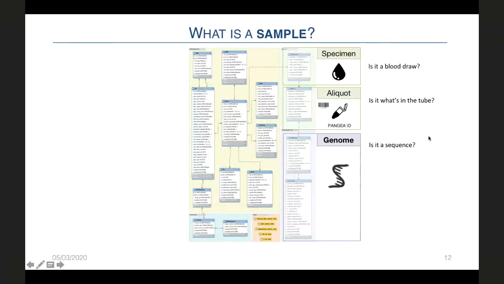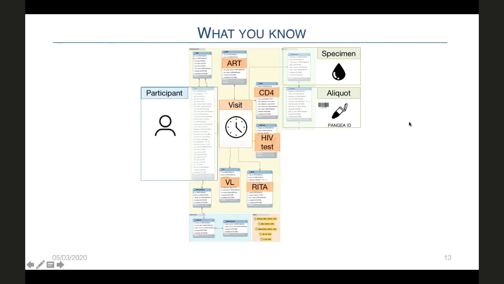And what I really want to highlight here is that you need to think about who is saying the word sample and what it means. And because of this possible confusion, we thought quite hard about this, and we've tried to eliminate this confusion by breaking things down within PANGEA.